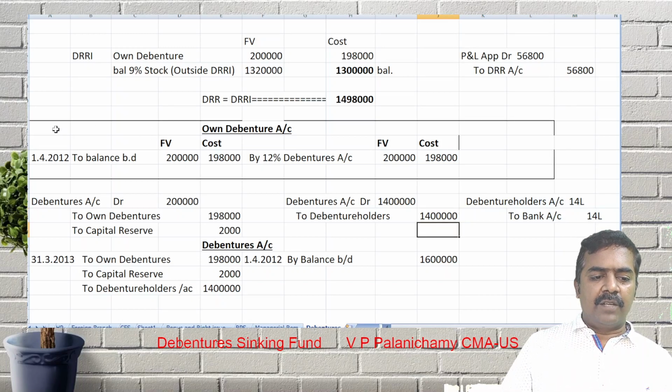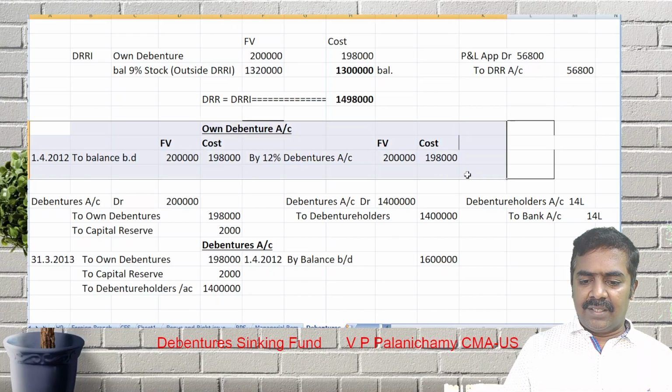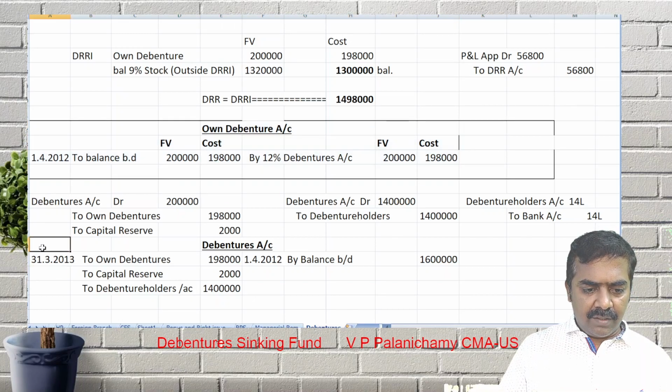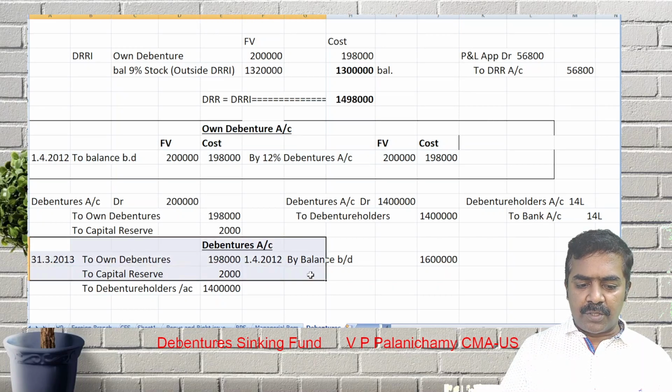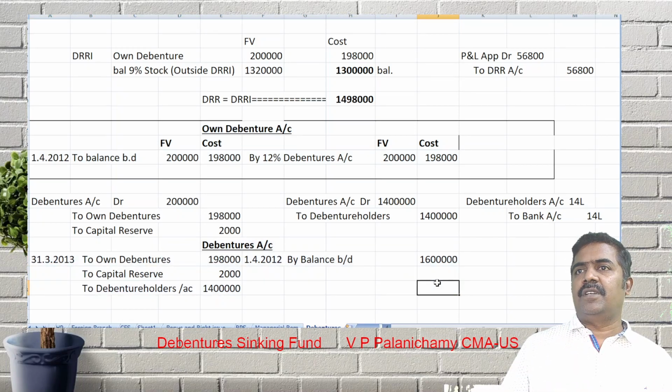Next. இப்போ என்ன க்ளோஸ் பண்ணிருக்கோம்? Debentures account close பண்ணியாச்சு. Then own debentures close பண்ணியாச்சு. Then which account closed? Debenture account is closed. Next என்ன close பண்ணும்? DRR. Investment sale பண்ணி close பண்ணும். Debenture redemption reserve close பண்ணும். That we will see. First take up this and we will proceed.